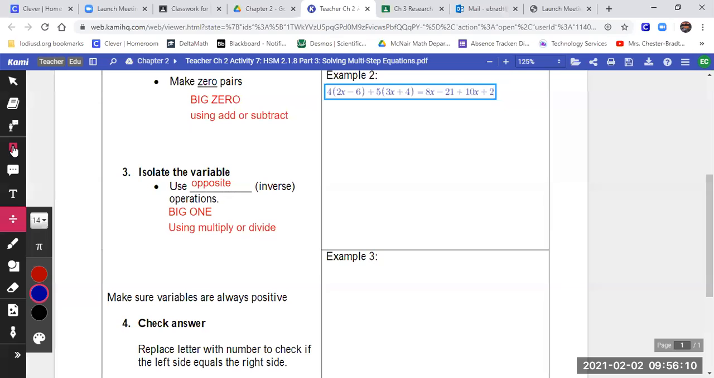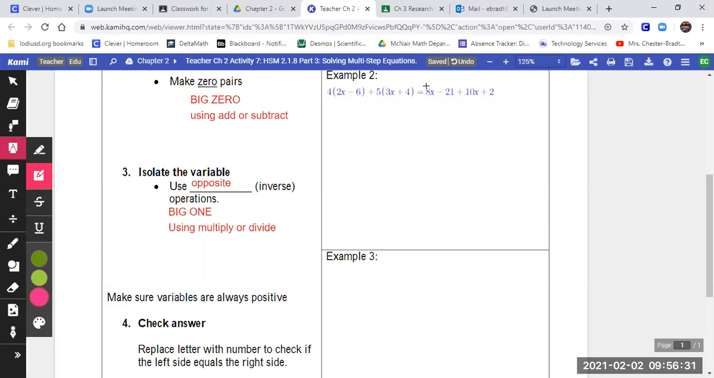So remember, our right side is the one we write our hand with. Our left side is the other one. So it's the right side. This 8x minus 21 plus 10x plus 2, that's a big string of stuff. Okay, so we need to deal with that first.